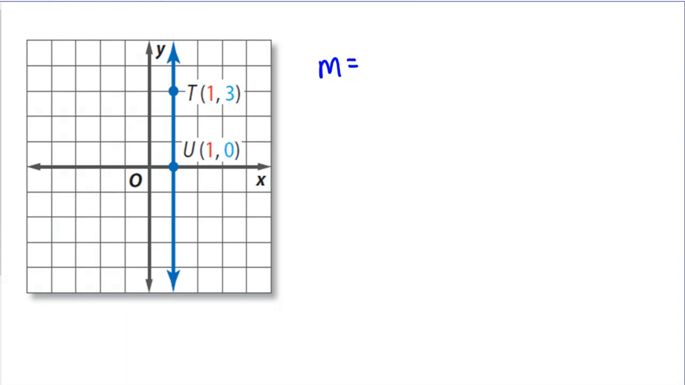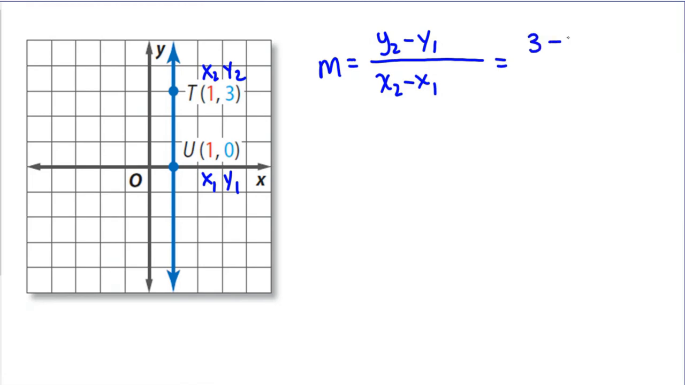Now, there isn't one that's on the left or one on the right, so I'm going to go x1, y1 on the bottom, and x2, y2 on the top. And to find my slope, y2 minus y1 over x2 minus x1. And y2 minus y1 is 3 minus 0, which is 3. And x2 minus x1 is 1 minus 1, which is 0.